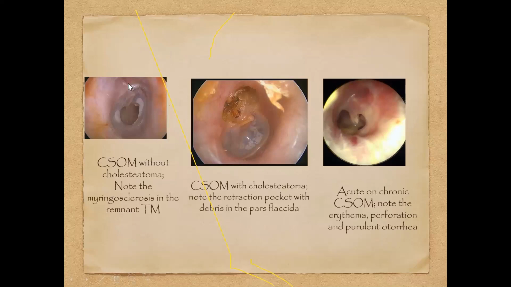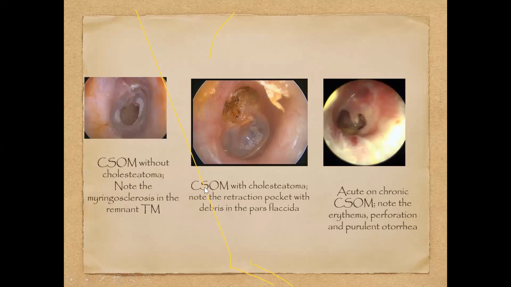So this is, as we say, the pars tensa and pars flaccida. You can see the pars tensa has a perforation with eardrum scarring, and this is a central perforation, but it's a large perforation. And notice that the pars flaccida is clear. So this is chronic suppurative otitis media without cholesteatoma, with tympanosclerosis. We say the eardrum is also called the myringa. So this is the tympanic scarring.